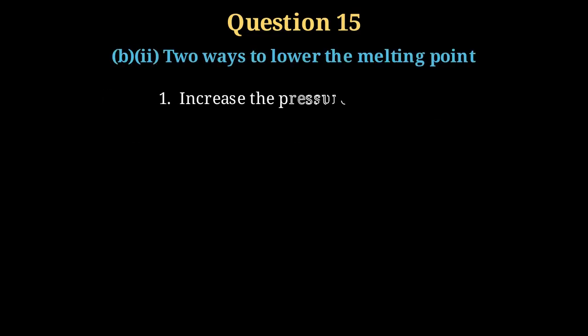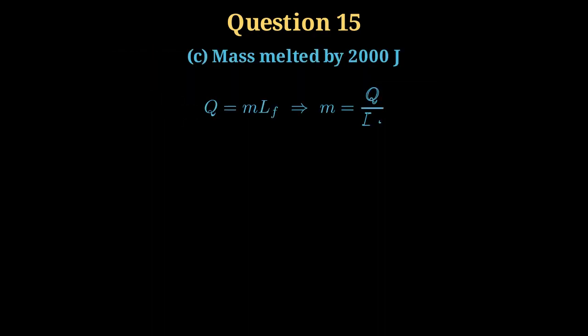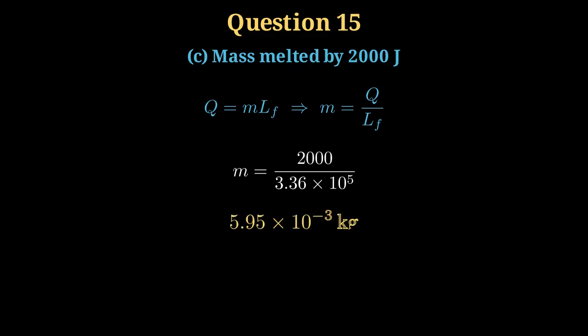Part B. 2. The melting point of the ice can be reduced in 2 ways. First, increase the pressure on it, and second, add impurities such as salt. Part C. A block of ice at 0 degrees is given 2,000 joules. The heat to melt is Q equals m times the latent heat of fusion, so mass m is Q divided by Lf. Substitute 2,000 joules over 3.36 times 10 to the 5. That gives 5.95 times 10 to the minus 3 kilograms of water.